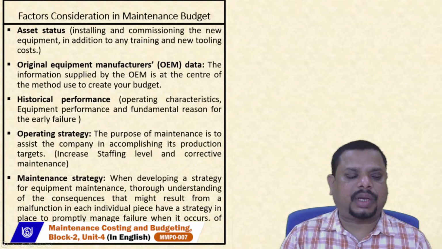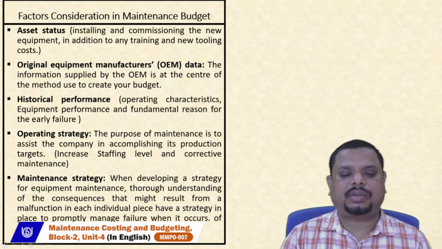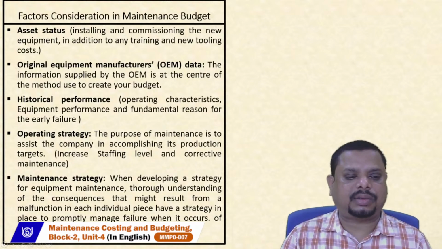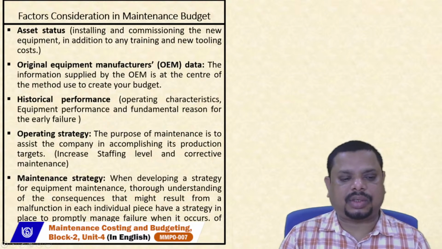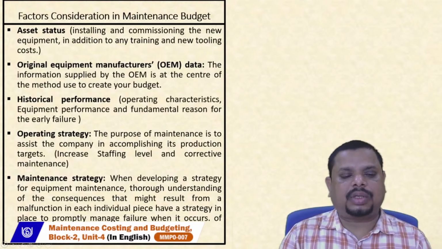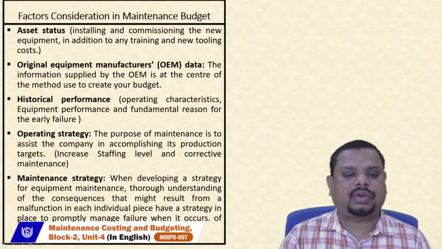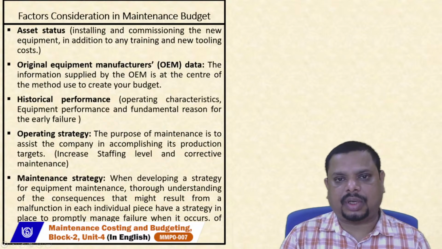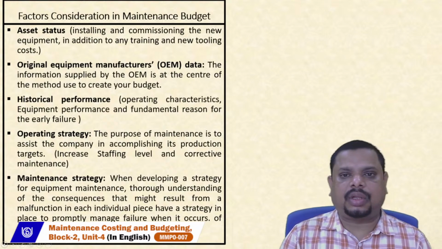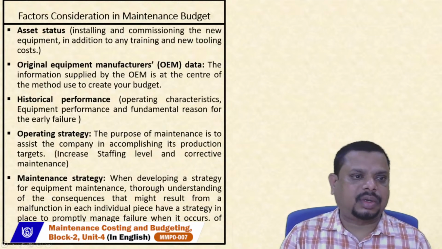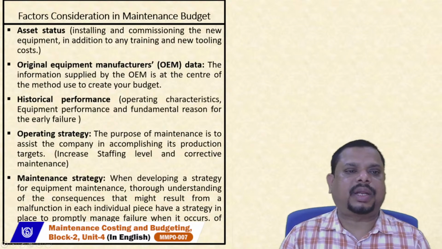The last one we have is maintenance strategies. When developing strategies for equipment maintenance, understand the consequence that might result from a malfunction in each individual piece, and have a strategy in place to promptly manage the failures when they occur in machineries. So developing strategies is applicable for equipment maintenance to understand the consequence of your maintenance activity, so that if a machine failure occurs, you can easily rectify it within a fraction of a second or within a fraction of hours. So these are the factors considered in case of maintenance budgets.